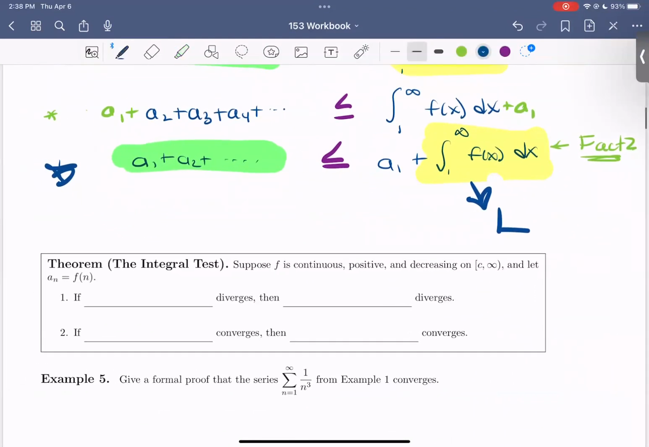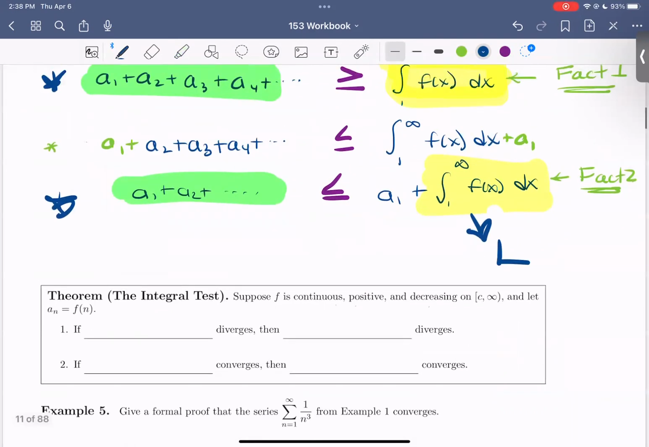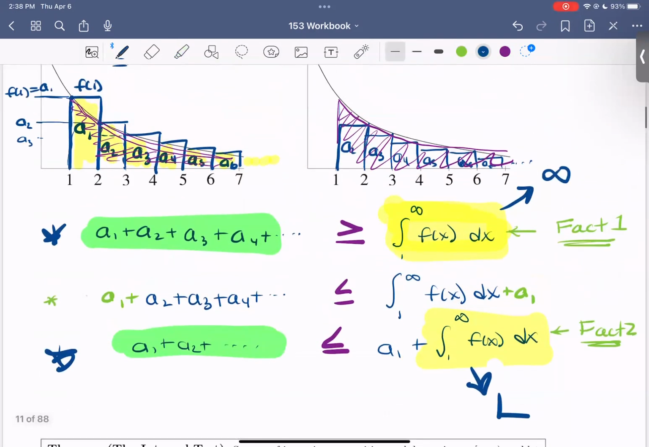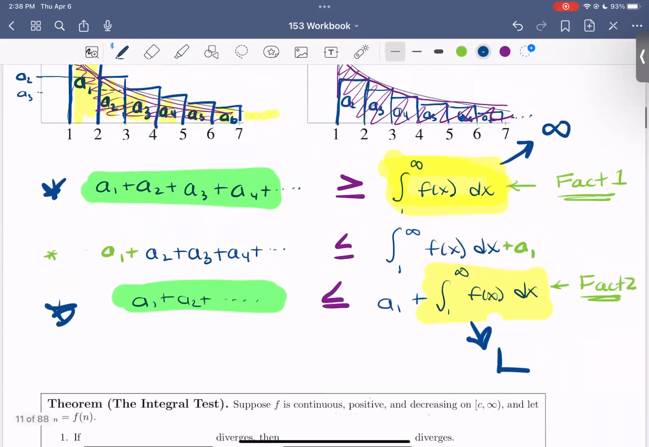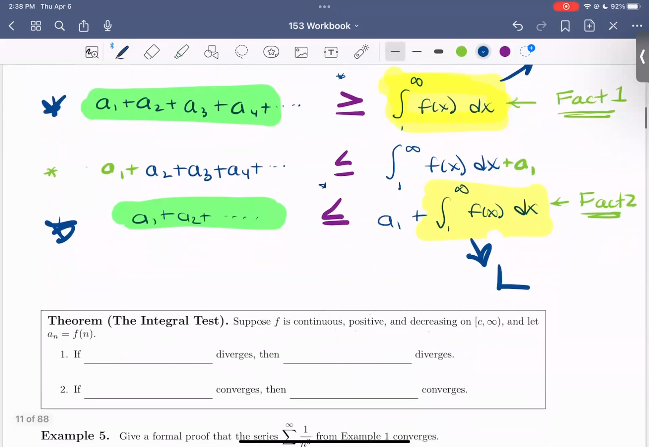So let's go ahead and fill this in. It says, suppose that f is continuous, positive, and decreasing. That's all important. We need all of these three things. We need continuous and positive in order for us to write those improper integrals. And we need decreasing in order to have these comparisons that we just wrote. Okay, so if we have those on some interval, let's just start at c. In our example, we started at 1, but we can start at any c. And let the function value at n be the term of our sequence an, then we have the following results.